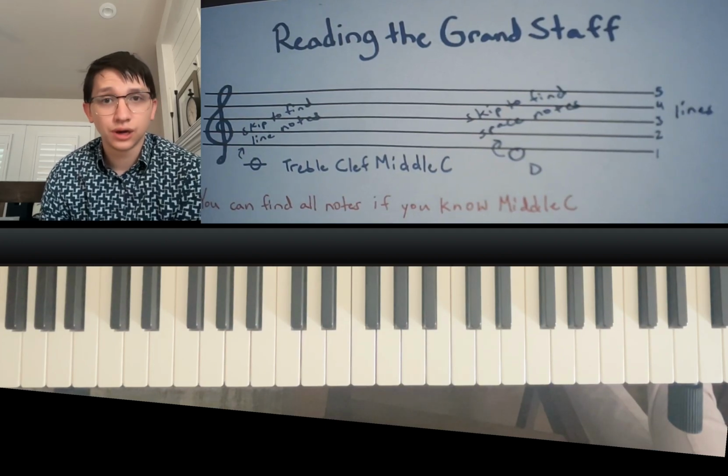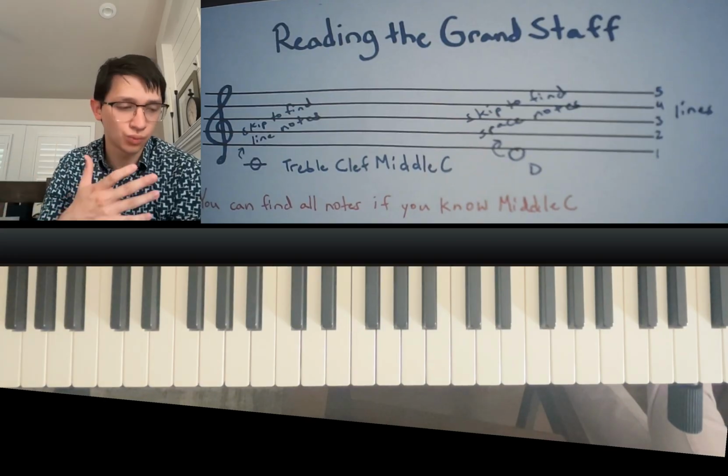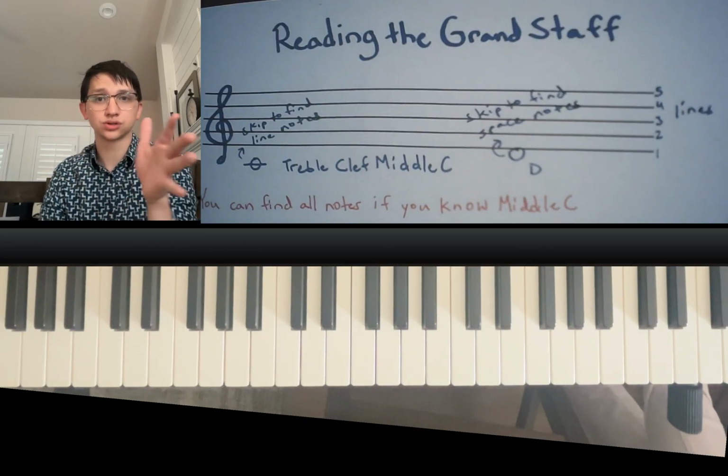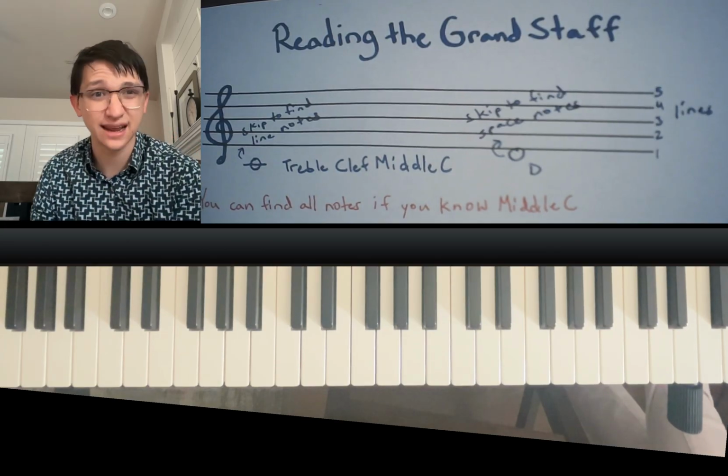In this video, what we're going to go over is the grand staff and how we read the grand staff. Now, what do we mean by the grand staff in the first place? First of all, whenever we talk about those 5 horizontal lines in music, we call that a staff. When we have 2 of them, we call them staves.